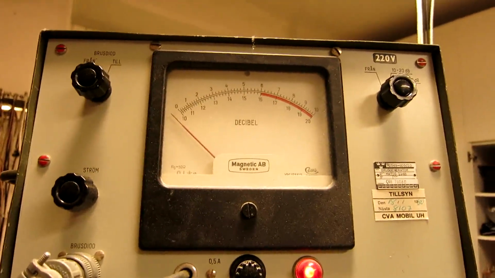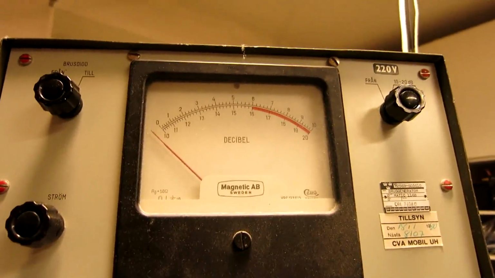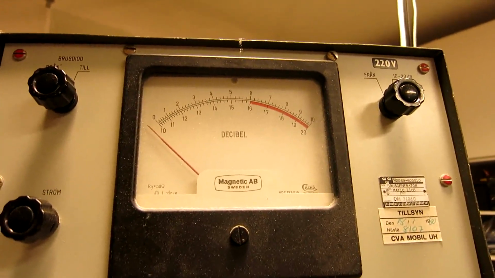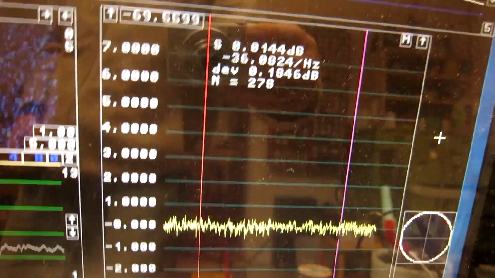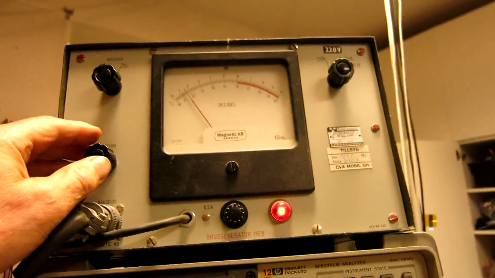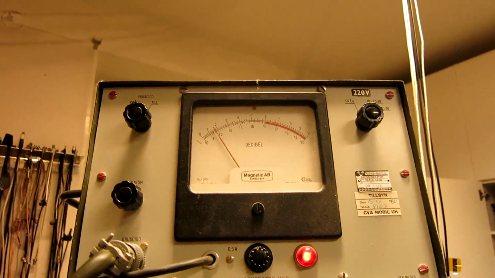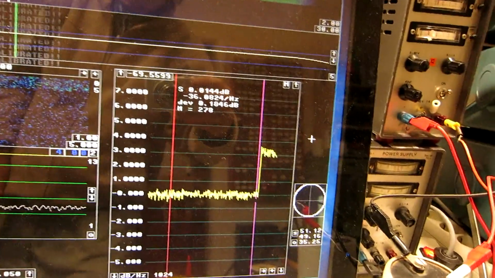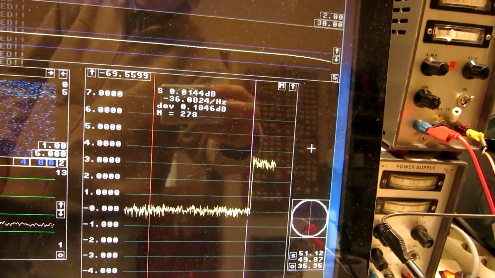I have connected the noise figure meter now, and the noise diode is off. And I can see here the noise floor 0. And then I switch it on, and it goes to 1.6 dB now, and the noise goes up by more than 3 decibels.